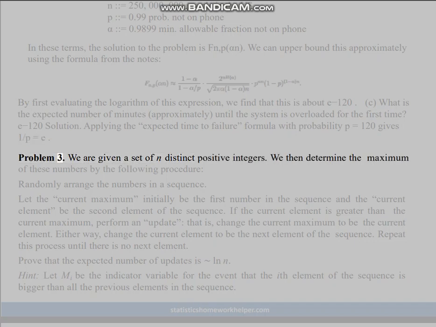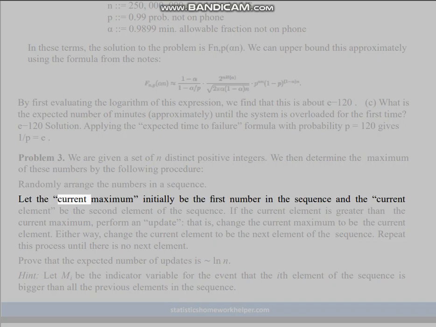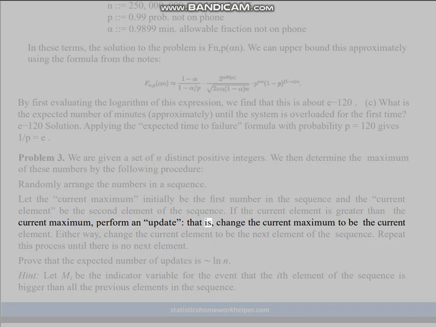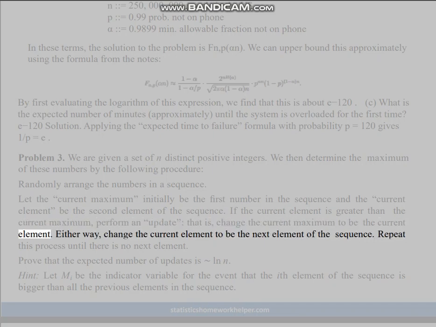Problem 3. We are given a set of n distinct positive integers. We then determine the maximum of these numbers by the following procedure. Randomly arrange the numbers in a sequence. Let the current maximum initially be the first number in the sequence and the current element be the second element of the sequence. If the current element is greater than the current maximum, perform an update, that is, change the current maximum to be the current element. Either way, change the current element to be the next element of the sequence. Repeat this process until there is no next element.